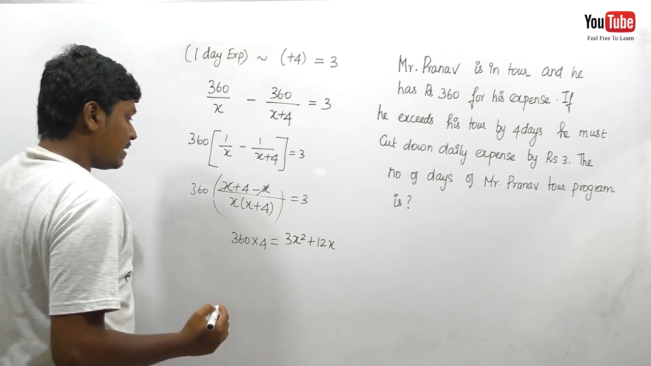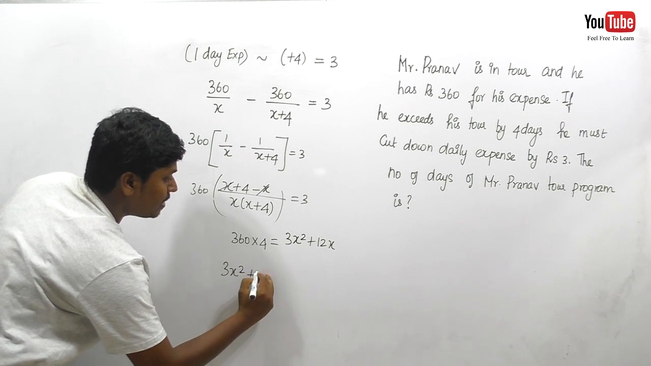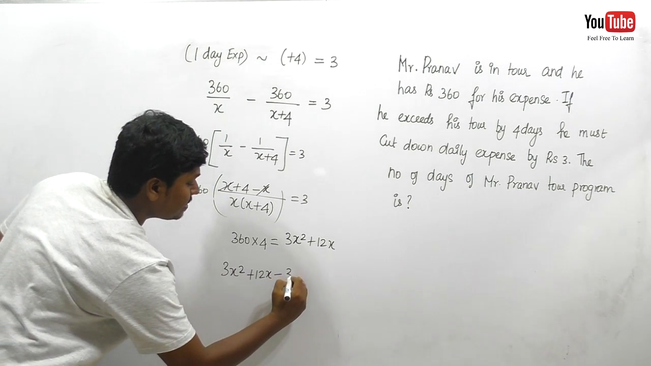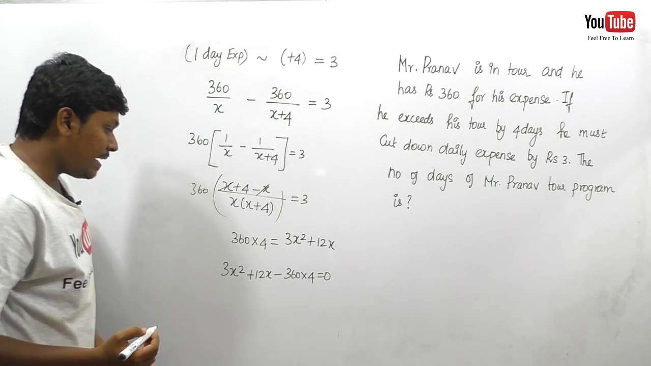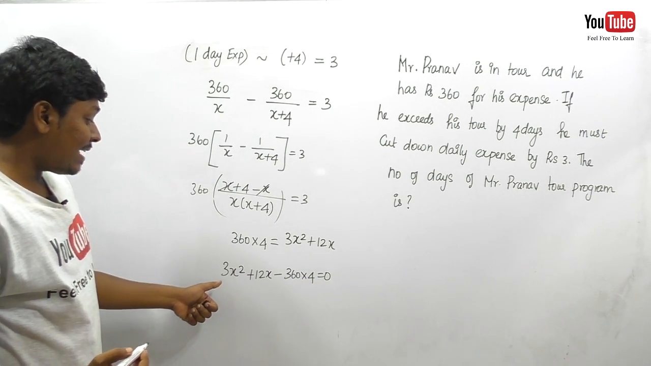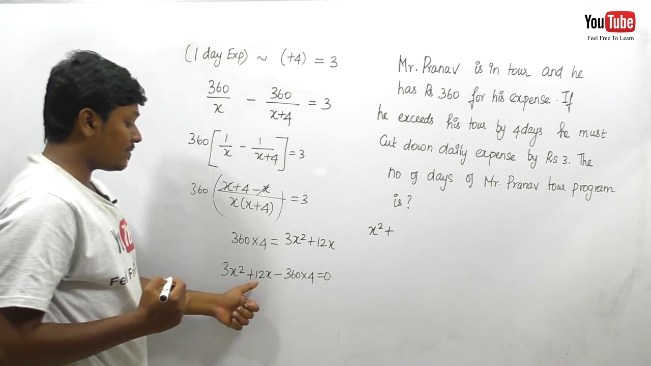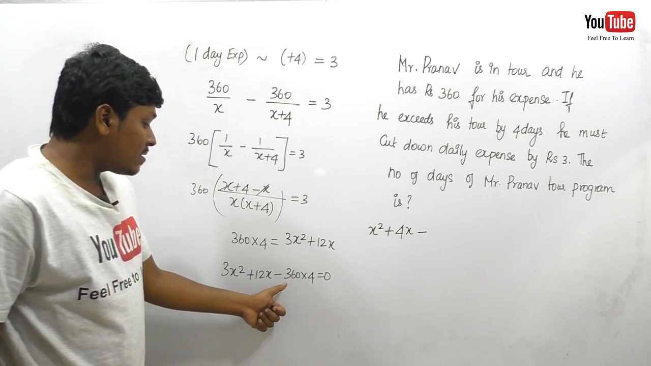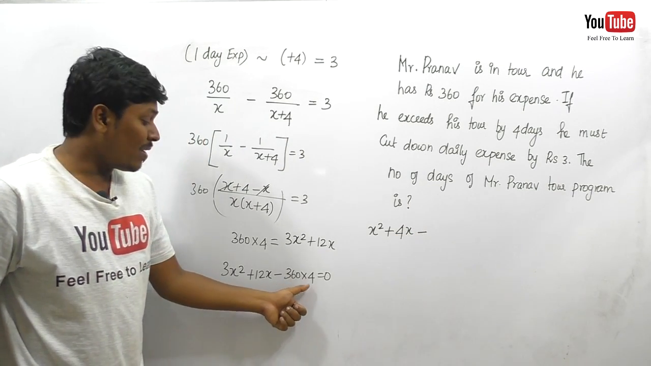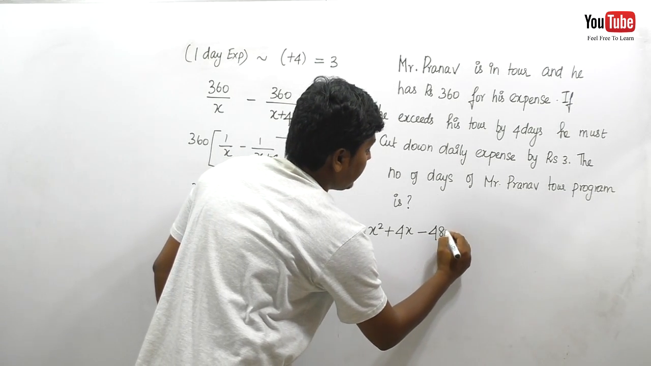So friends, first of all we framed an equation. So 3x square plus 12x minus 360 into 4 equal to 0. Let me take 3 as common. If I take 3 as common, that is x square plus 4x, and minus, when we take 3 as common, it is 120. So 120 into 4, the result will be 480. So minus 480 equal to 0.